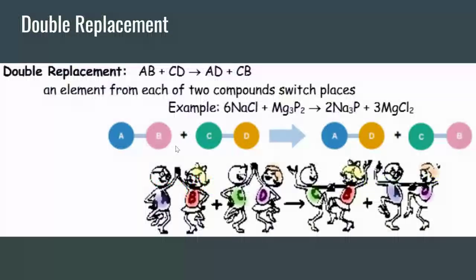So here's how they kind of look if you're more visual. It's kind of like two dancing partners and they swap. The person B swaps with person D in this. So that's an idea for double replacement.